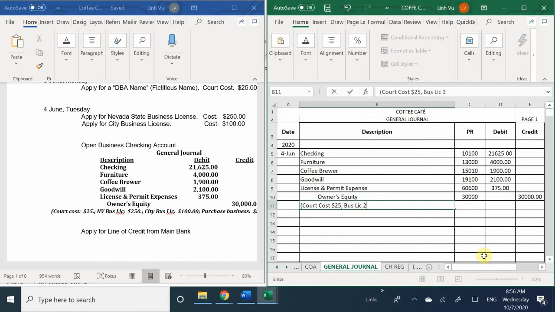Business license for 250, comma, city, and purchase business. Okay.